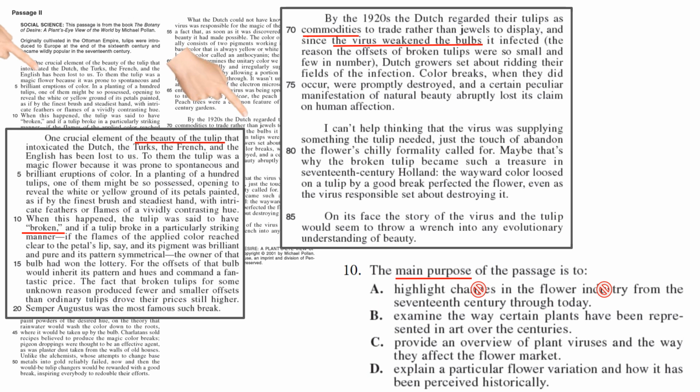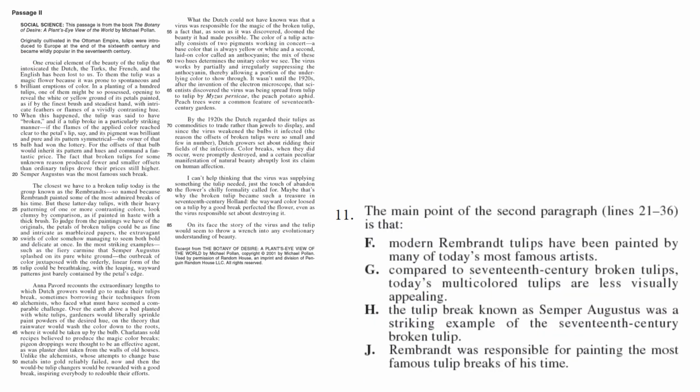Is it to examine the way the plants have been represented in art over the centuries? First of all, it's not just certain plants, it's one plant, the tulip, and it's not all about art through the centuries. So choice B would be out. Choice C, provide an overview of plant viruses. It has a mention that says that's what was causing the broken tulips, but that's not the main point. The main point is to explain a particular flower variation and how it has been perceived historically through art, through commerce, through different things. So D.